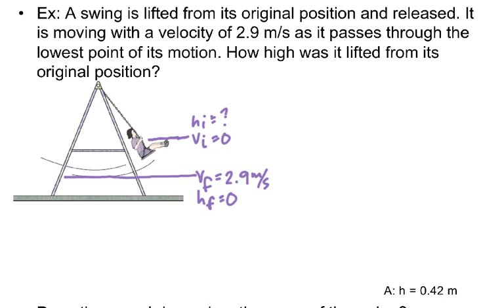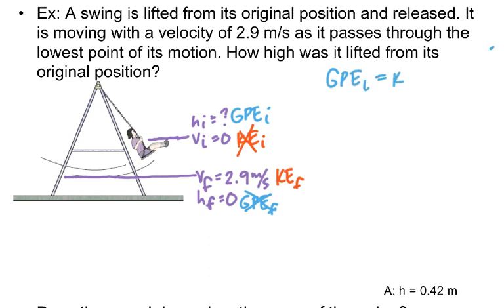Okay, so we're going to do what we did last time. We're going to figure out what types of energy are present. So there is definitely some kind of initial GPE because there's an initial height. There is no final GPE though, because the final height is 0. And then we have no kinetic initial because we're holding on to the swing before we let go, but there is definitely a final kinetic. Okay, so when we write out our equation, again, we're just going to use the relevant parts. So we have GPE initial equal to KE final.